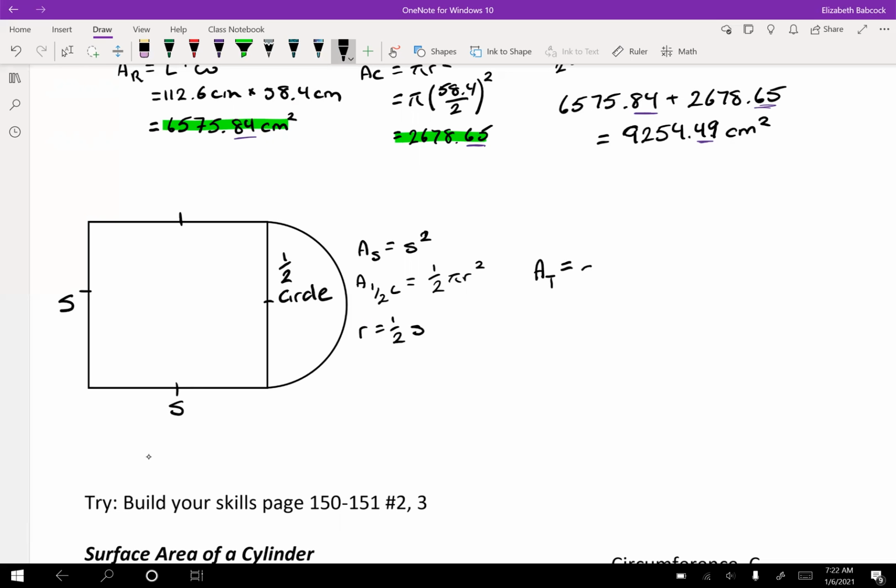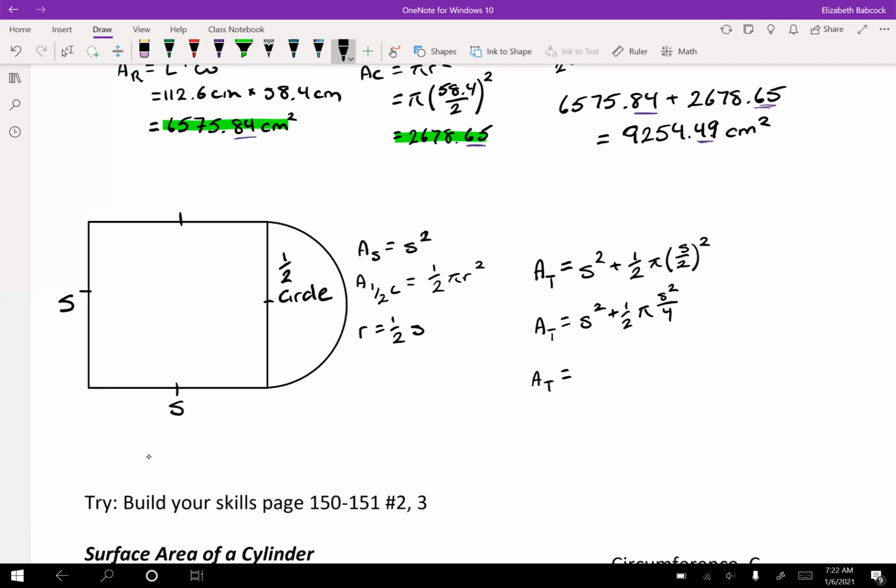So we can put these together into a formula that works no matter what our side length is that we are given: S squared plus 1/2 pi (S over 2) squared. You can leave it like that, or you can simplify it down. If you simplify it down, S squared plus 1/2 pi S squared over 4.